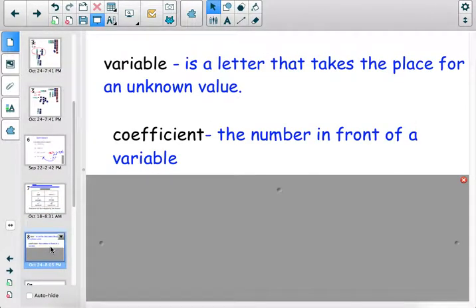All right, some vocab. The first word is variable. It's a letter that takes the place of an unknown value. Usually, variables are lowercase. If they are uppercase, it usually means that they are specifically for an equation. Like capital V would be volume. Capital F would be Fahrenheit.